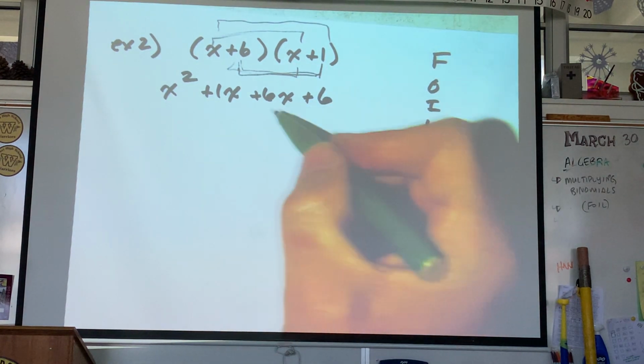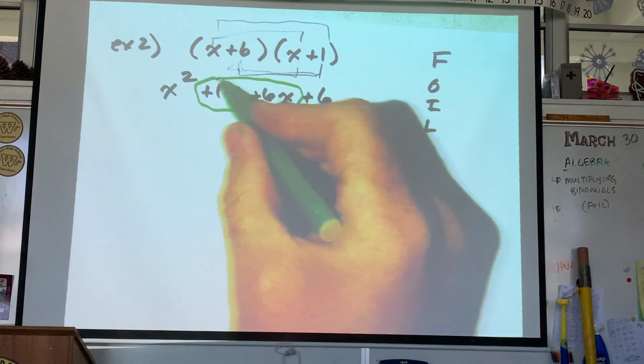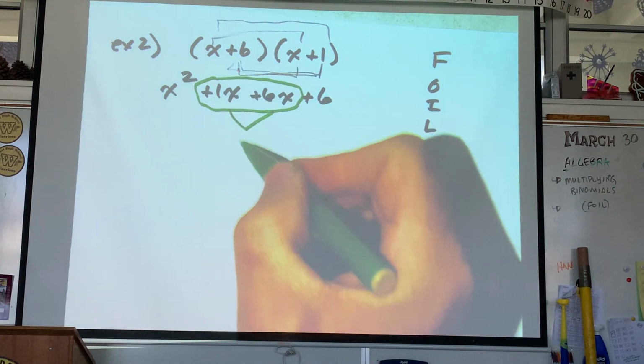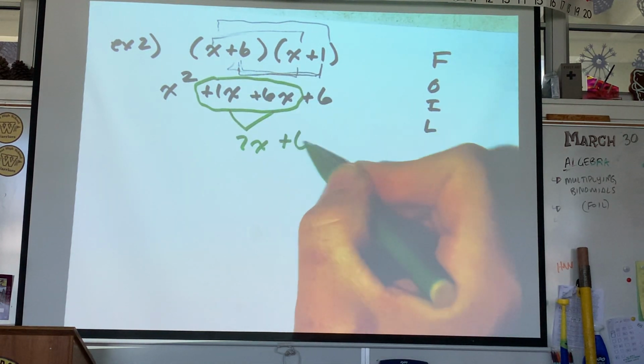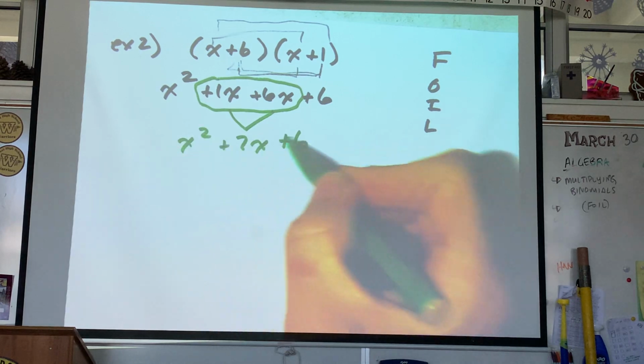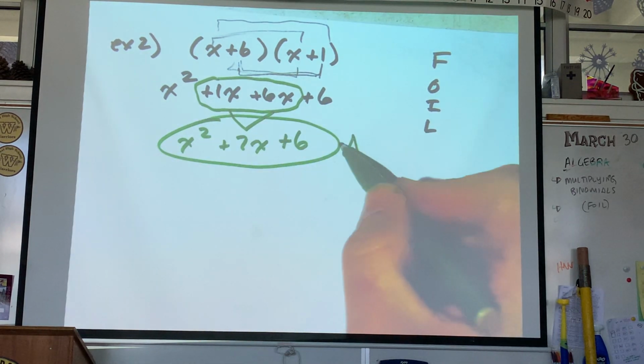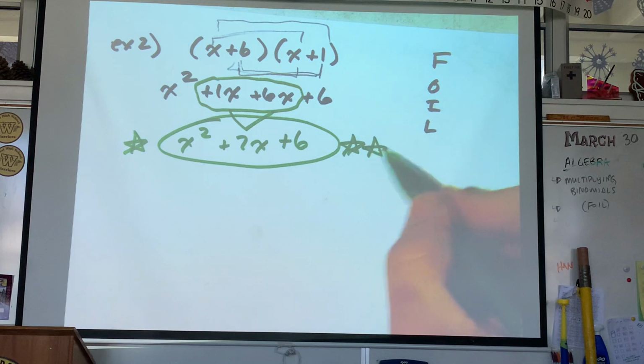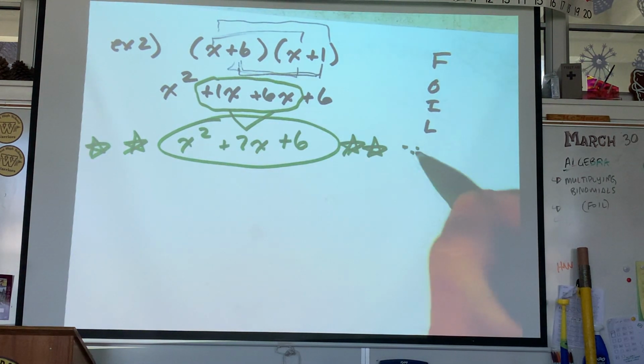Let's combine like terms. It's going to be these two in the middle. 1x plus 6x is 7x. The positive 6 comes down. The x squared comes down, and there's my answer. I'll put a couple of stars here for my answer, okay? I'll even put a happy face.